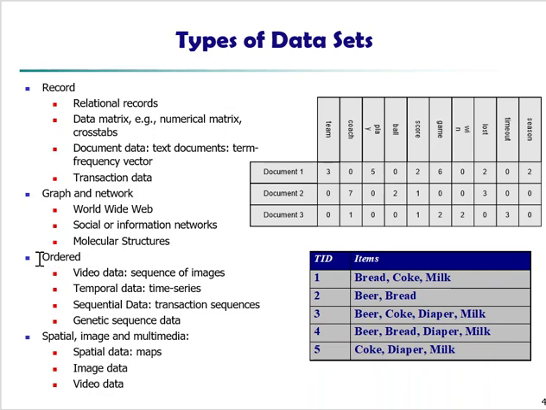The ordered data sets are also active and heavily being studied. Video data represents a sequence of images. Time series data and other sequential data. We looked at transaction sequence last week. After you buy a computer, you buy software, right? Those kinds of patterns. Genetic sequence data, DNA sequence, those are also targets for different mining tasks. There are also spatial, media and multimedia data.